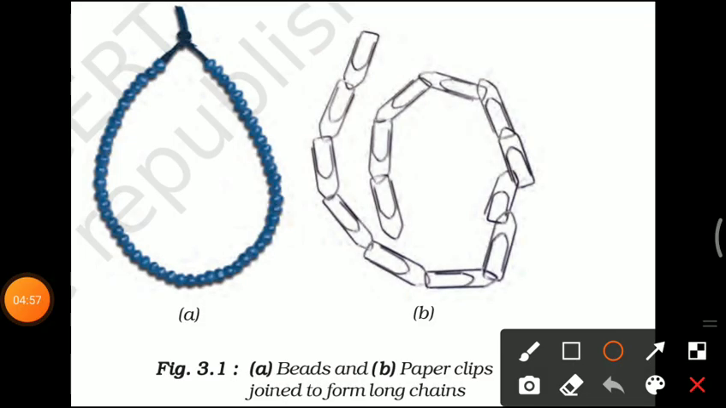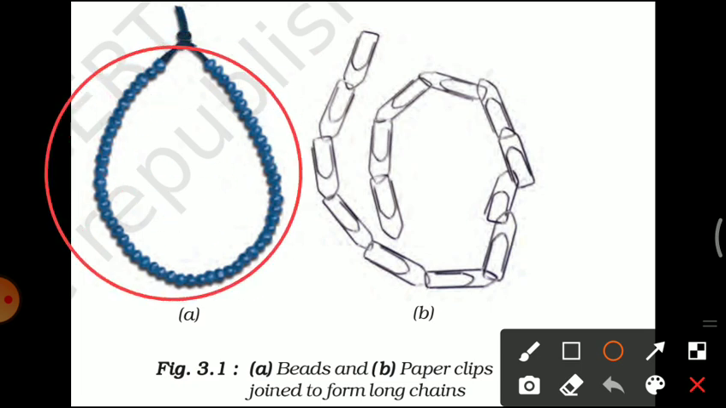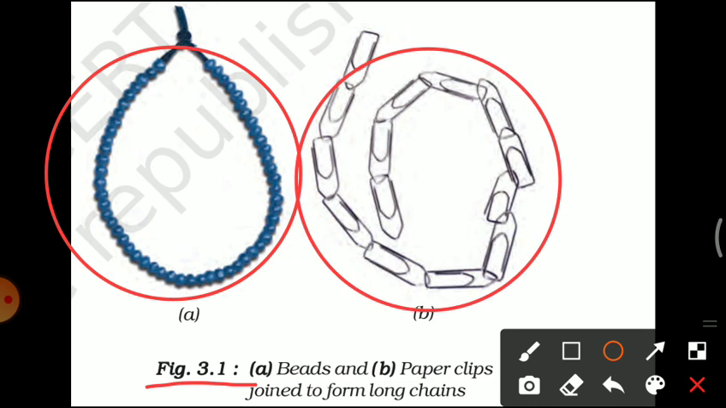To understand the word polymer better, try to recall the uniform pattern found in a necklace of beads joined with the help of a thread, which is shown in figure 3.1a. Or try to join a number of paper clips together to make a long chain, as shown in figure 3.1b. By these figures you can understand better how many units are combined together to make the polymer.